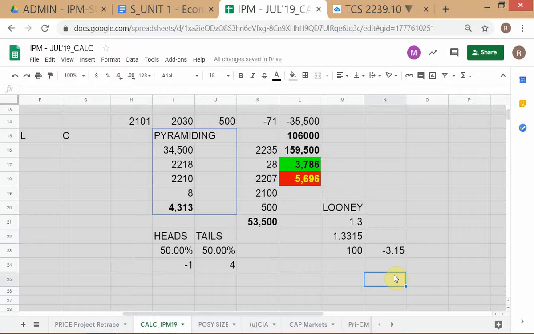Okay, right. So we have to convert. So this is what these rates are. One second. These rates are Canadian dollars per US dollar. I lost 3.15 Canadian dollars. So what is the US dollar value of my loss?